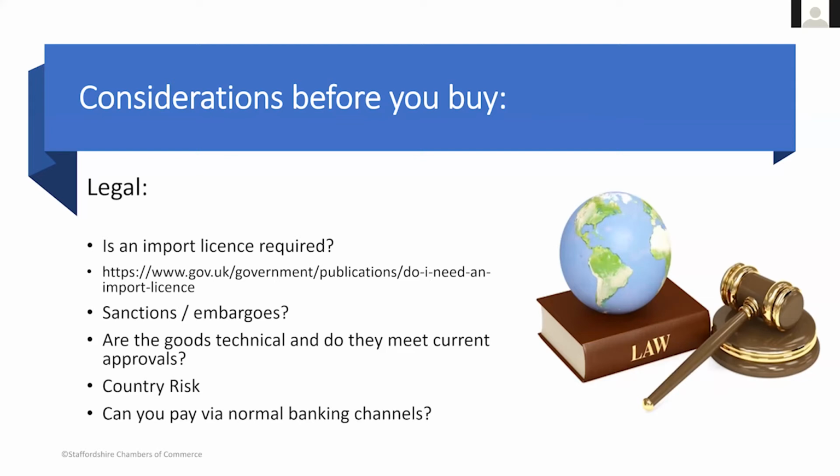And we should also be looking at the country risk. Is the country you're planning to buy from stable? Is that government likely to impose restrictions, making it difficult for you to get your goods? And can you pay via the normal banking channels? There's restrictions on certain countries, and potentially your supplier may insist on cash in advance, which could interrupt your cash flow. Next slide, please.